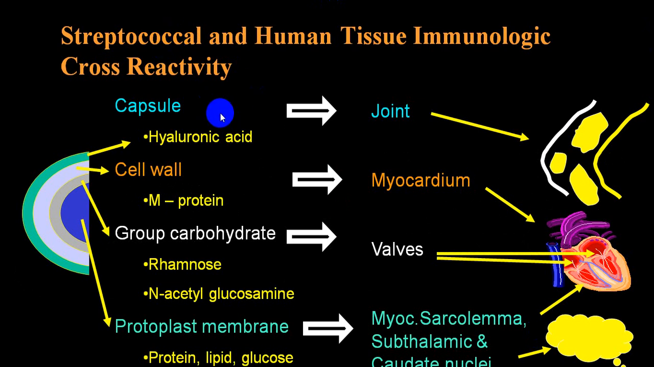So hyaluronic acid antibody will react with joints. M protein will react with myocardium. Antibodies to N-acetyl glucosamine will react with valvular structures, while antibodies against these structures can react with basal ganglia, skeletal muscles and brain structures.